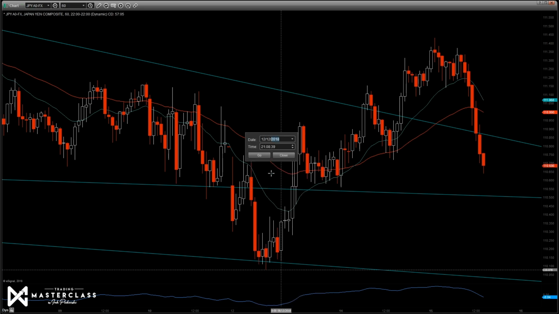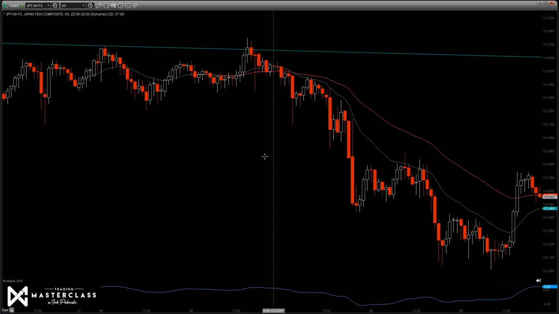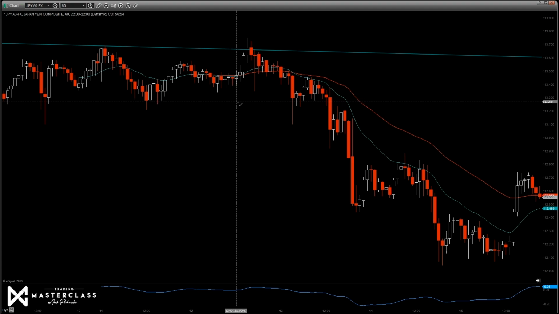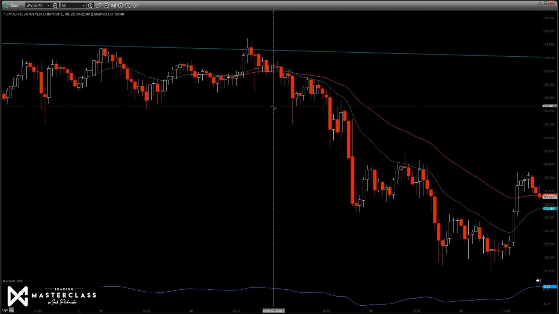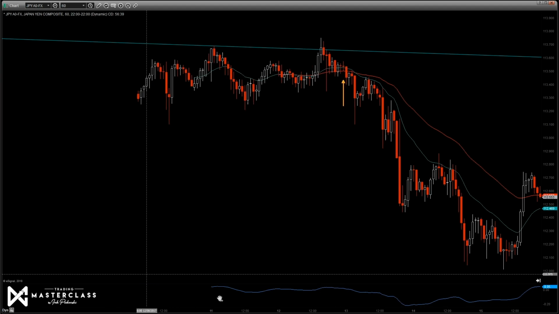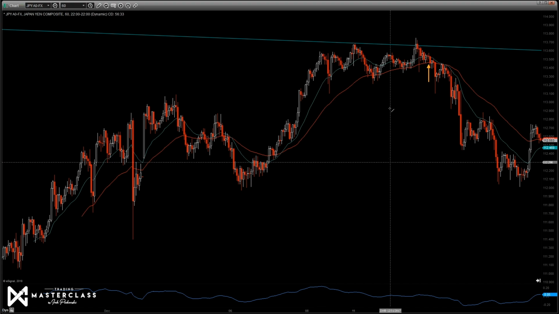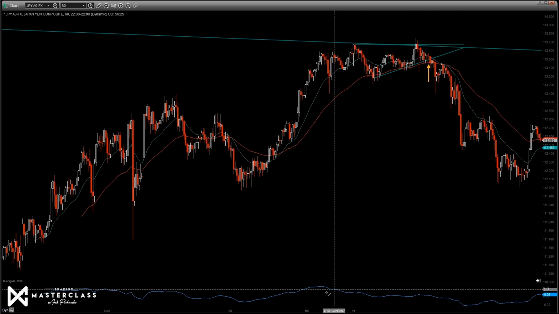December 12th, 2017. And that closed, December 12th closed. Exactly there. Let's zoom out. And what do we have? A wedge with bearish MACD.